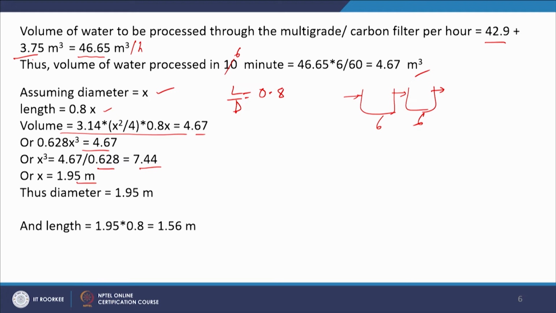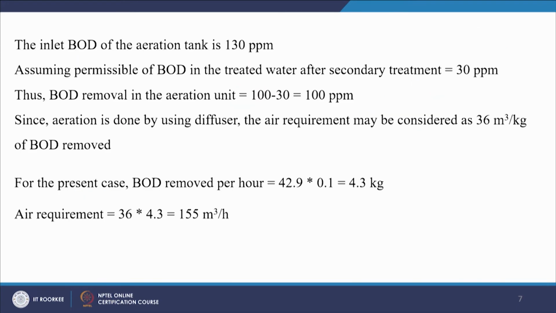So, that is the diameter, and then the length will be 1.95 into 0.8, so 1.56 meter. Now we are able to find out the dimension of each filter unit. Next part, we have to find out the air requirement in the aeration chamber.